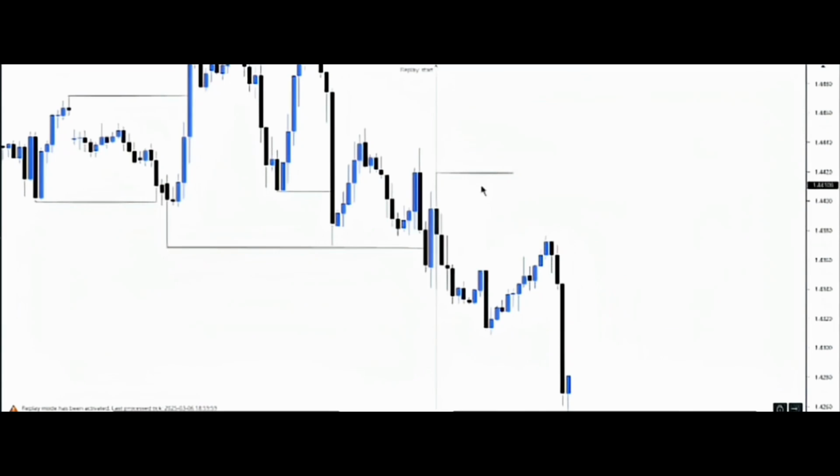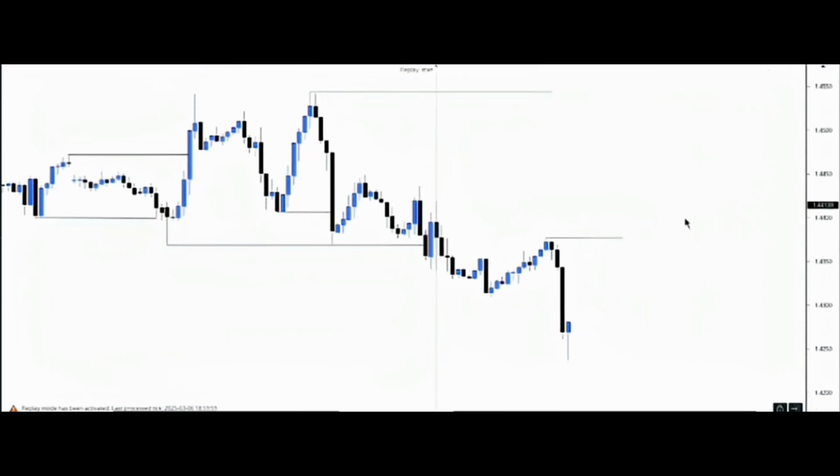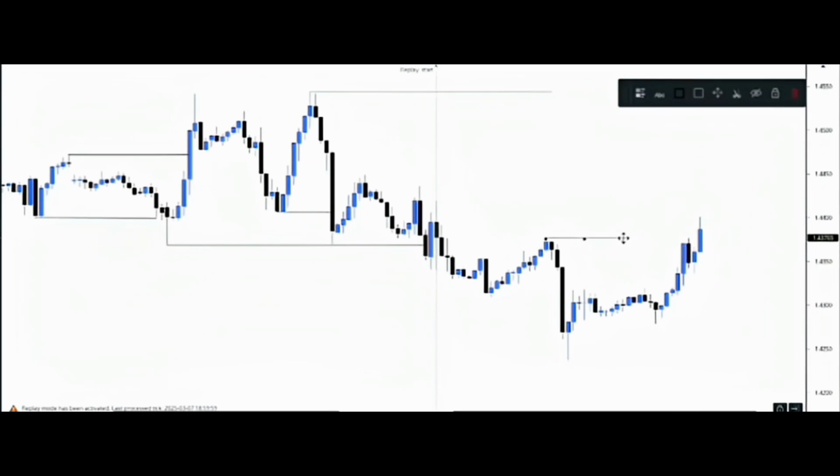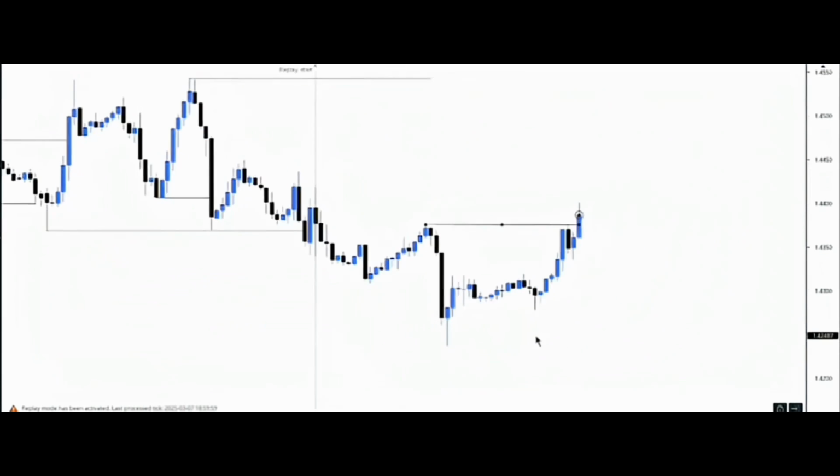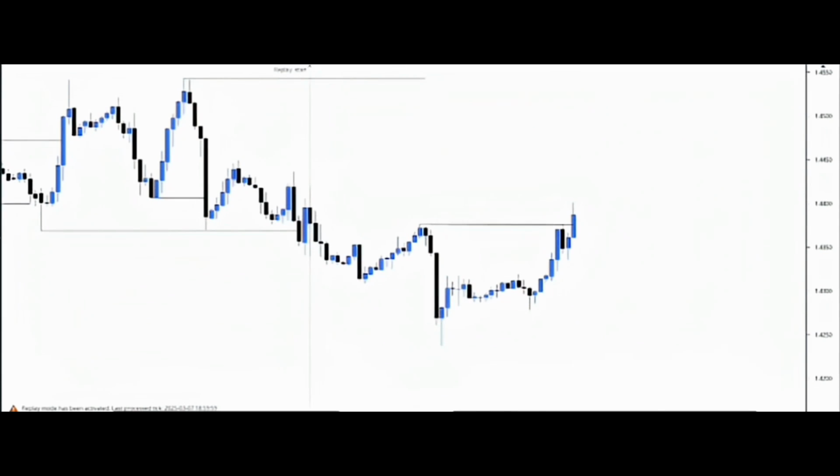Okay, so it didn't take out that inducement. It created a new structure in the market. So we can move our inducement to this point. Simple. Now, if it takes out this inducement, then our structure low will be confirmed. Let's continue. Okay, so as you can see, this inducement has been taken out, confirming this as our range low right here.